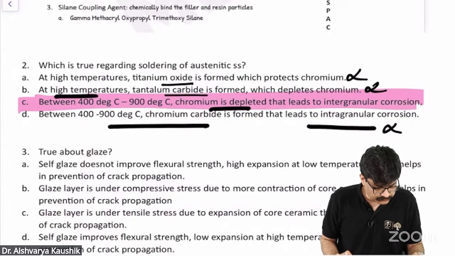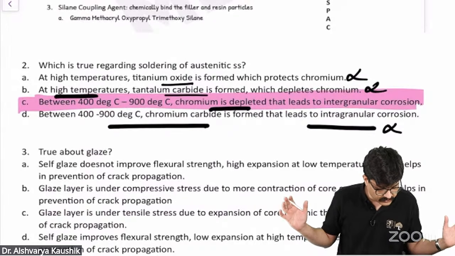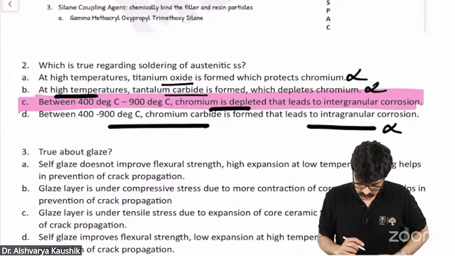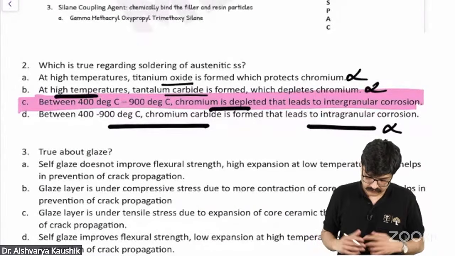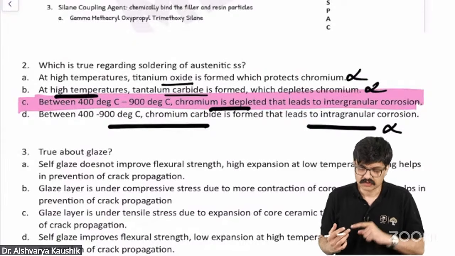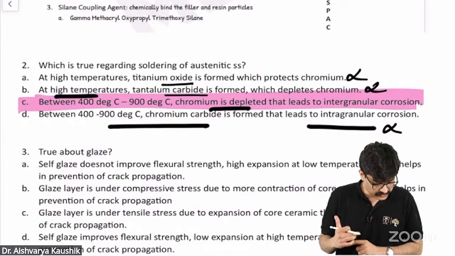So guys, very good, excellent. Intergranular, theek hai. Happy, you're right. Wow, wonderful. Excellent. Between 400 to 900 degrees Celsius, chromium is depleted. That leads to intergranular corrosion. C is the answer. Congratulations, Happy.